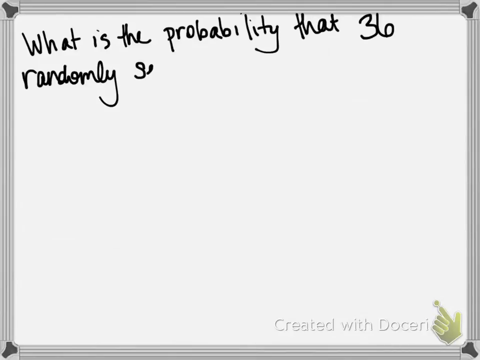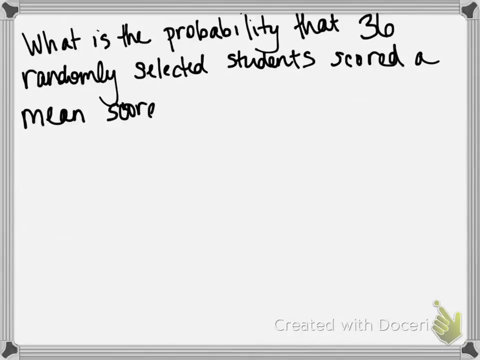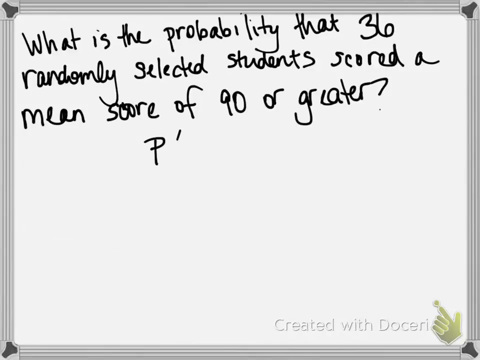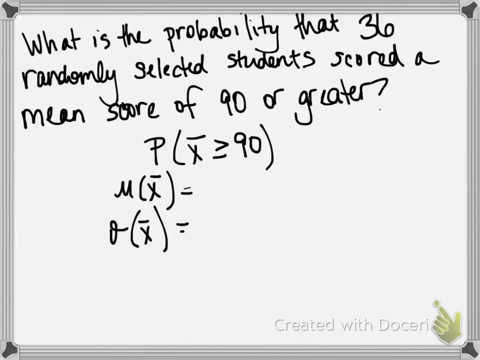Okay, so the next question is, what is the probability that 36 randomly selected students have a mean score of 90 or above? And as you would imagine, this is a lesser probability, that with 36 students they get a mean score greater than 90.